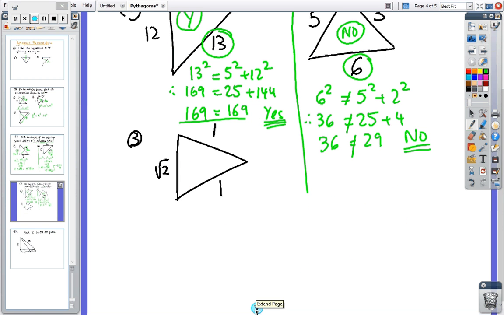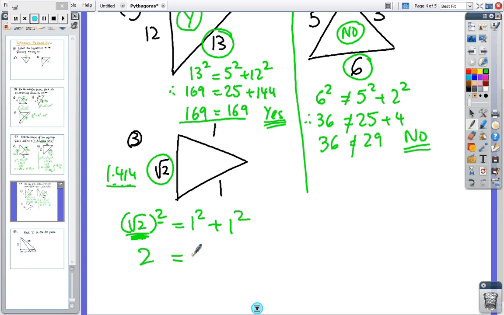Let's take a look at the last one. On your calculator, just check what that number is, and you should find it's 1.414. So it's the longest side. If it was the longest side, it'd be the hypotenuse. So I put that as my first number squared equals 1 squared plus 1 squared. Now when you square a square root, you just get the number. 1 squared is 1, 1 squared is 1. Does 2 equal 2? Yes, it does. So this one is a yes.